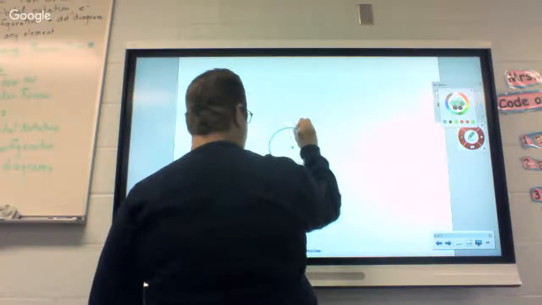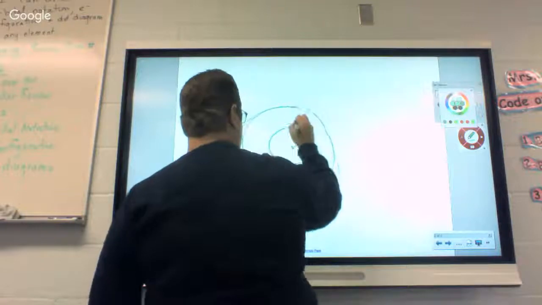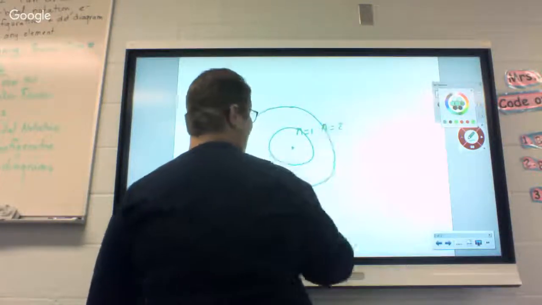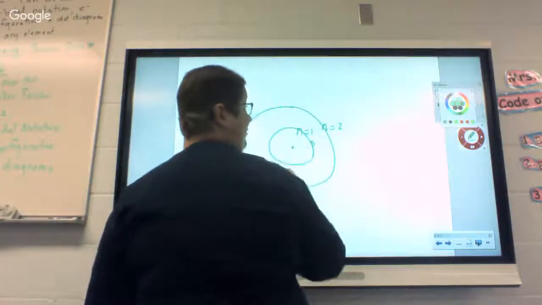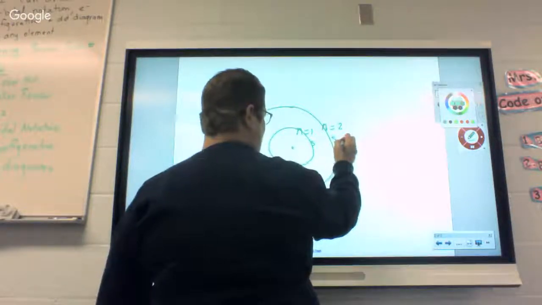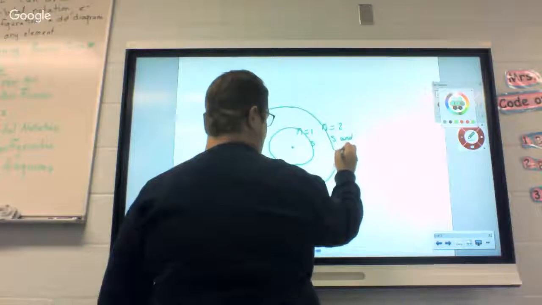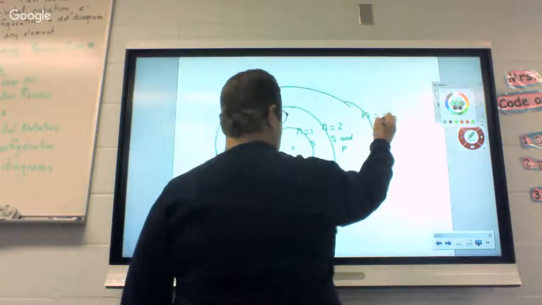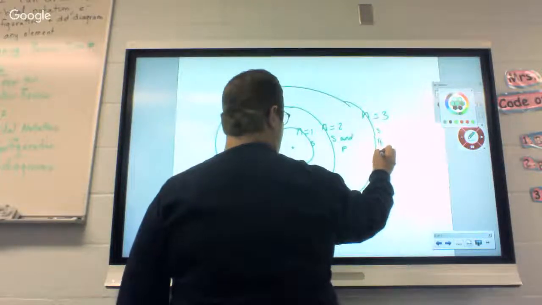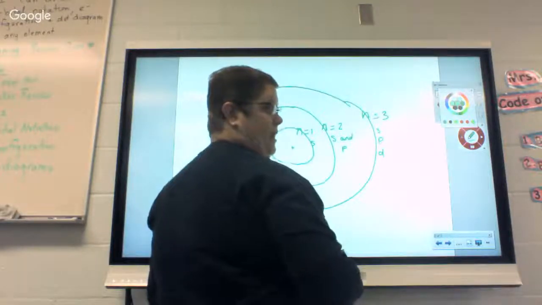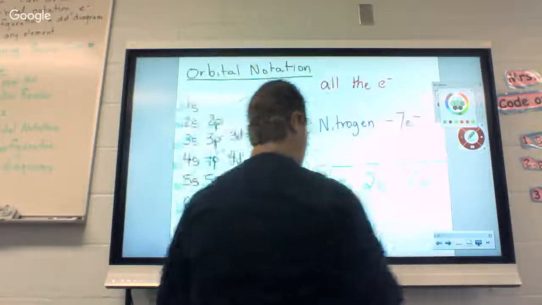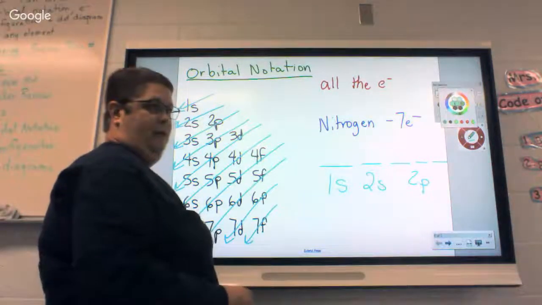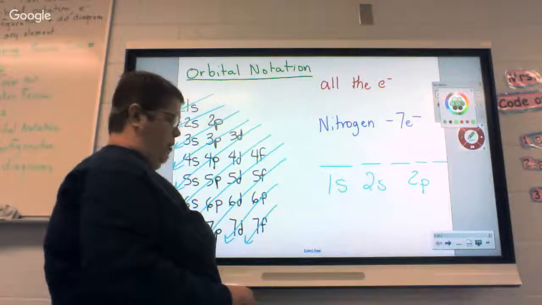And they are rings. Right? First energy level, second energy level. Inside here, there's an S sublevel. Inside here, there's an S and a P sublevel. Inside here, there's an S, a P, and a D sublevel. Right? That's what we're representing. Now go back where?